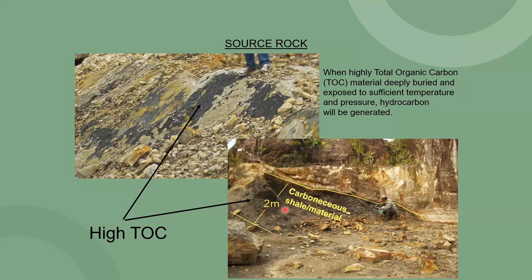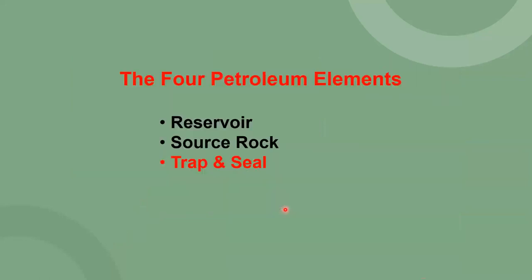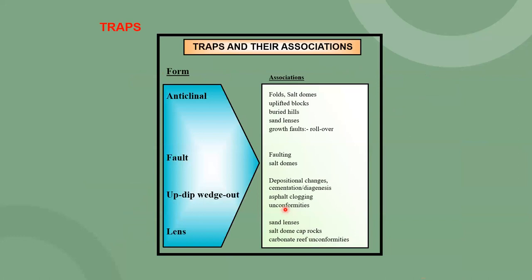But just to give you an idea, sometimes for prospect maturation, you have to do the geological studies as well, to look at the hydrocarbon, the organic content of the rock. Then the third one is the seal or the trap. So this can be divided into different forms, the trap and their association as well.